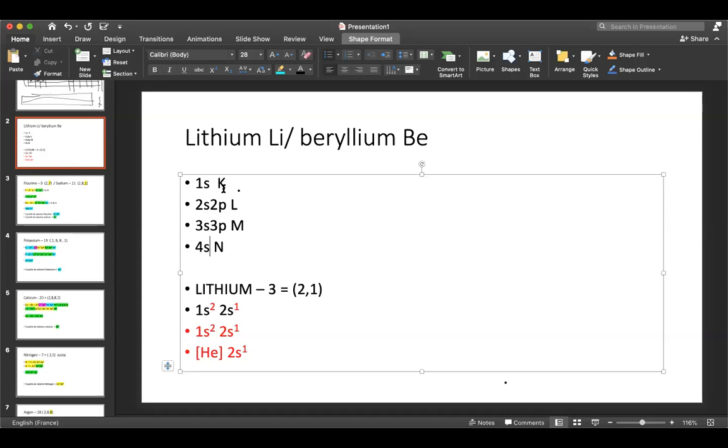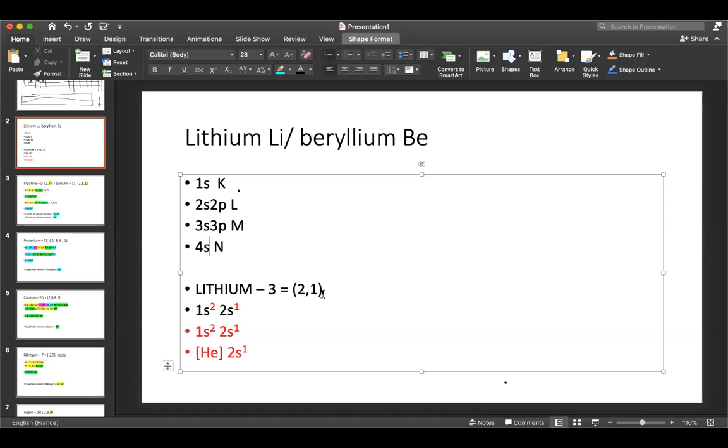Now, we are calling them K, L, M, N. This is what we were calling them in Zambia. Each of them is made up of sub-shells, that is the 1s, 2s, 2p, 3s, 3p, 4s. Now, I said lithium will be the example we're going to consider. Lithium has an atomic number of 3. The electron configuration that you guys learned back home for lithium would have been 2, 1, isn't it?